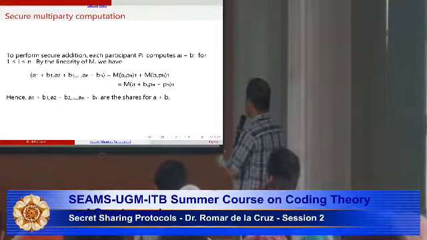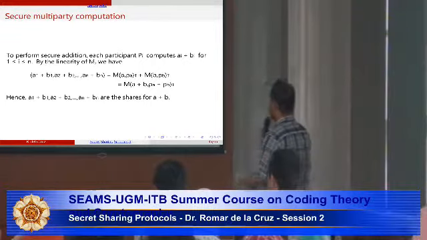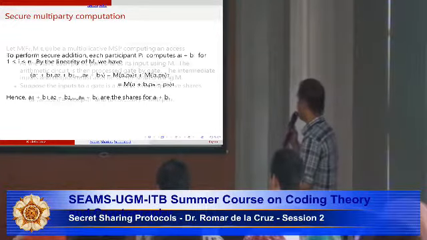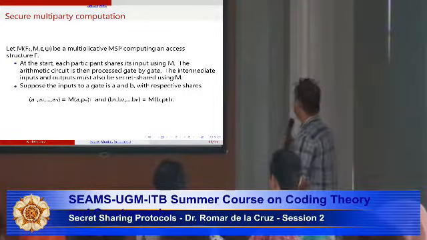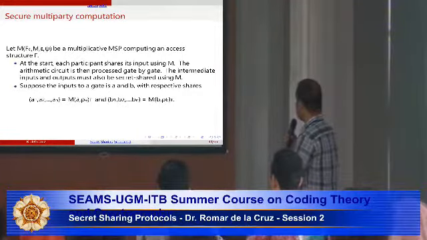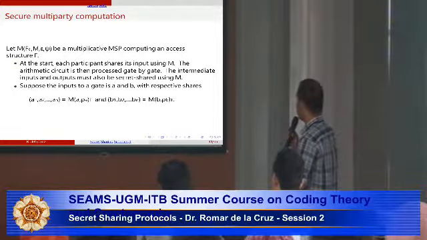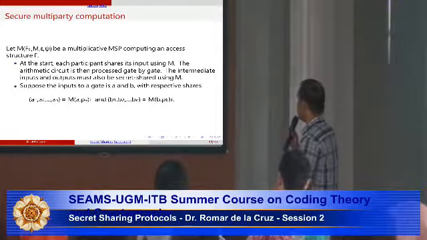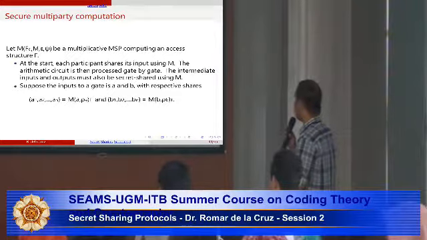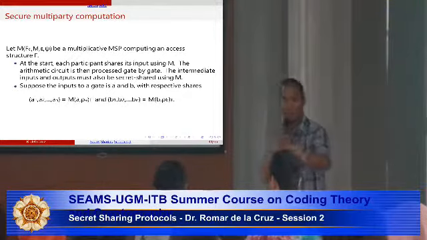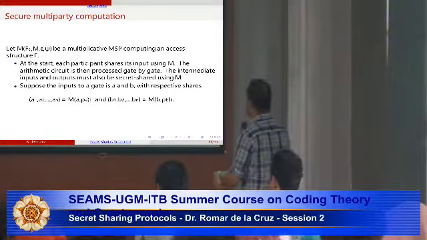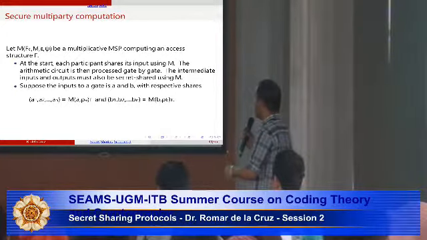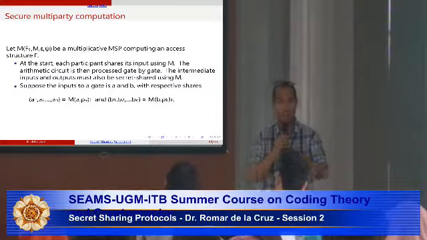To perform secure addition, at the start, each participant shares its input using the scheme. And then the circuit is processed gate by gate. The intermediate inputs and outputs are also shared using the secret sharing scheme. So each input and output you share using the secret sharing for it to be secure.